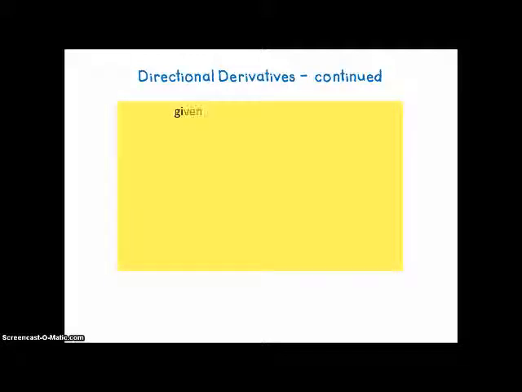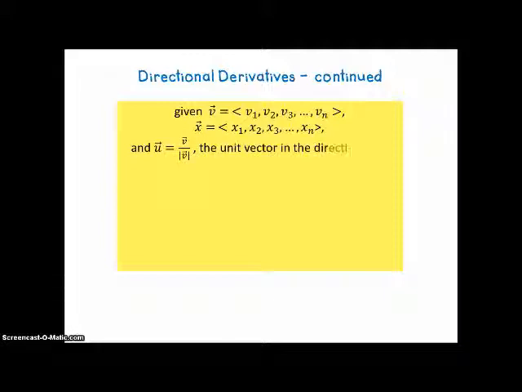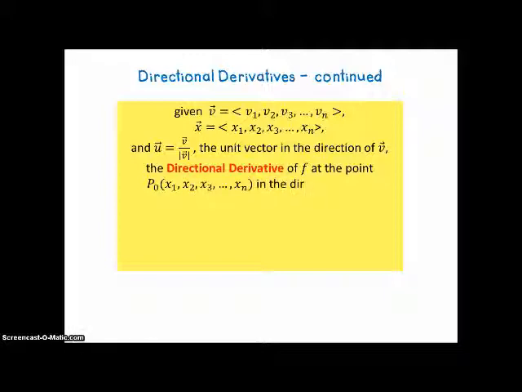Directional derivatives continued. Some notation. Given vector v, made up of n components, and vector x, made up of also n components, and a unit vector, which is vector v divided by its length, that's the unit vector in the direction of v, then the directional derivative of f at the point p0, which would match the vector x, in the direction of the particular unit vector is technically given by this limit.